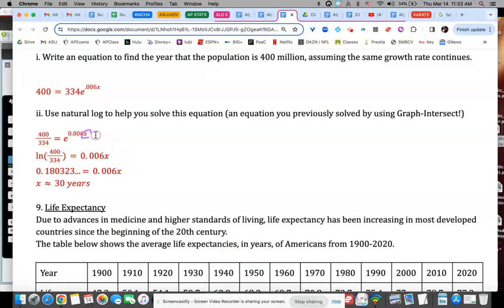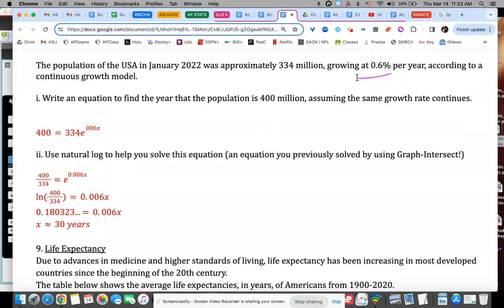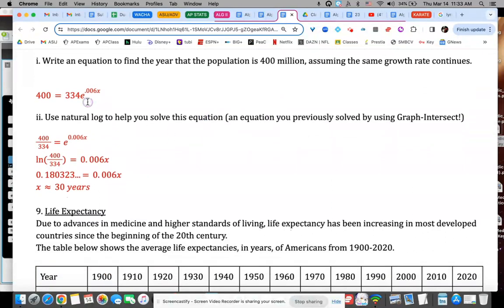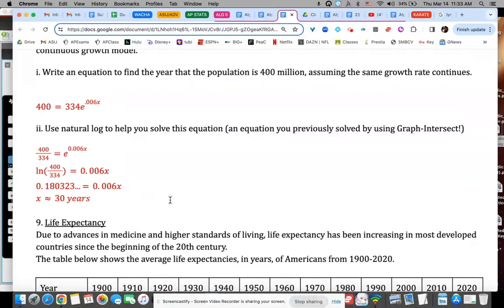So x is in years. r was my rate, right? My 0.6%. It's a really small percentage. That's why we have so many decimals on it. So this was 30 years, right? It took 30 years for this to go from 334 million to 400 million.